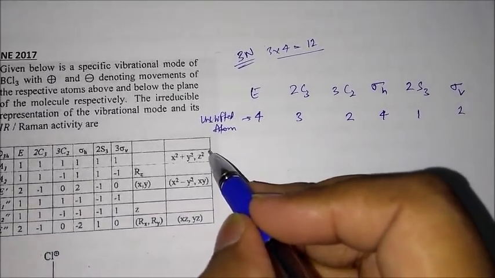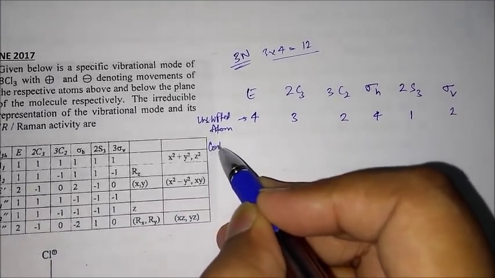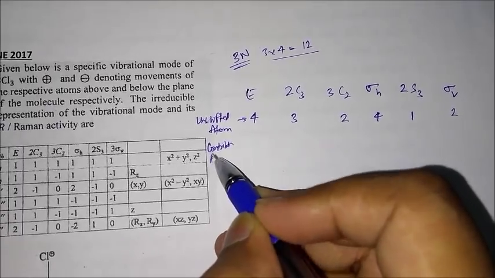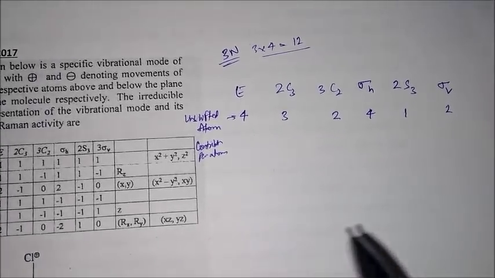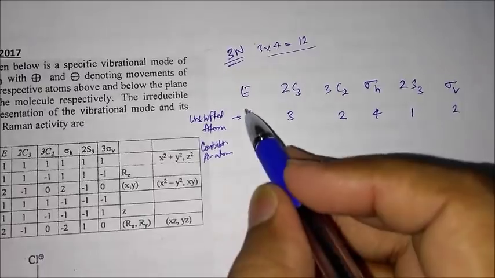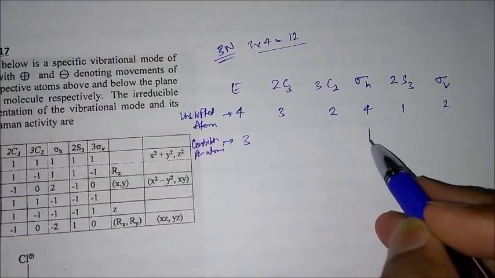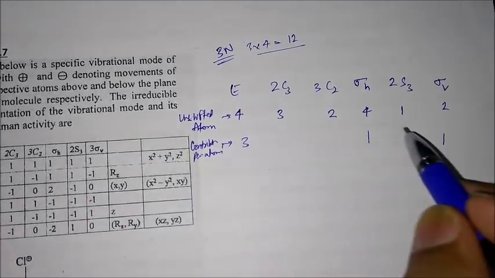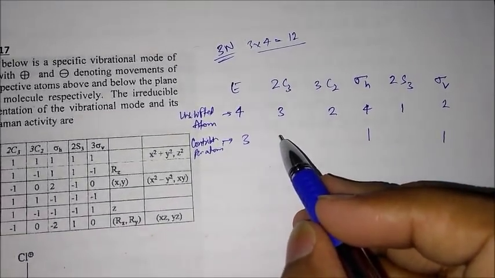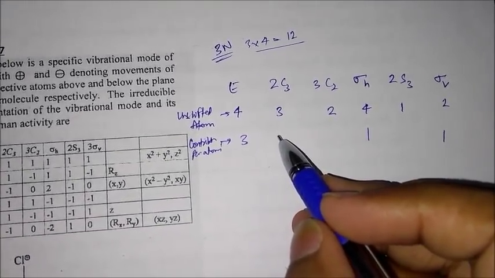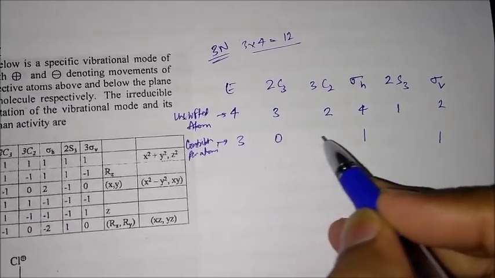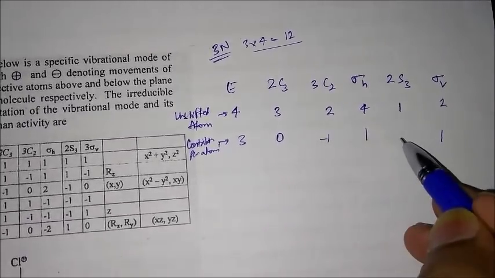Then the contribution per atom. I have given the formula for it and the values. The contribution per atom for identity is always 3, and for all the planes it's always 1. For C3 and C2, you find it from the formula 2 cos theta plus 1 and 2 cos theta minus 1. So I'm just writing the values directly: 0, minus 1 and minus 2.